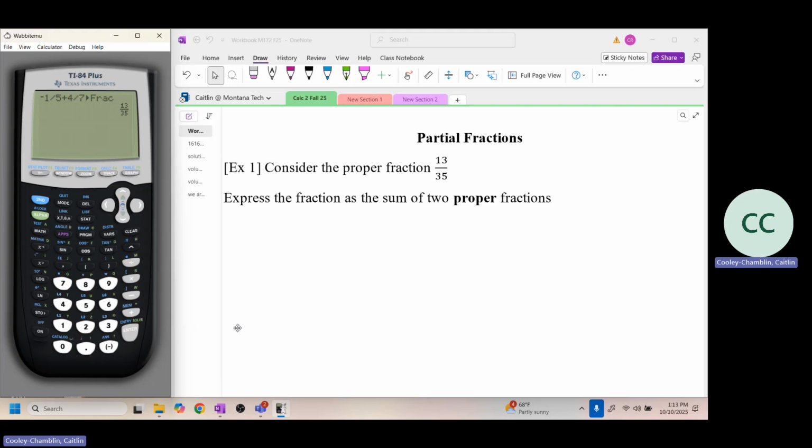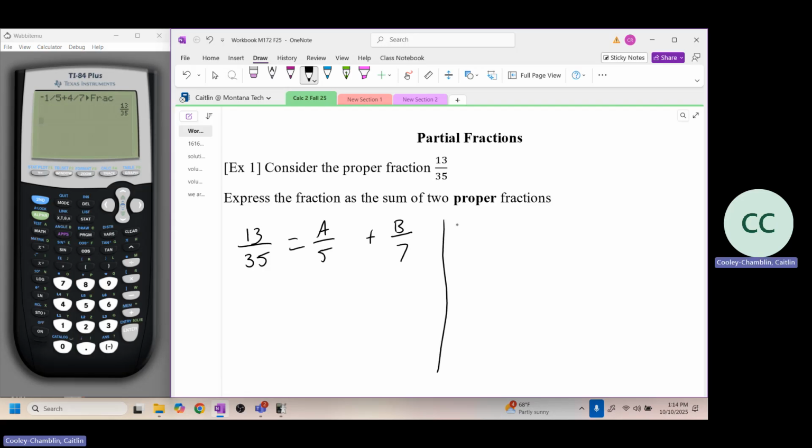All right, welcome back. So normally students take about 10 minutes to do this, but normally people come up with a lot of different answers because there are many different answers to this particular question. So we have 13 over 35, and a lot of students come up with something over 5 plus something over 7. And to represent those somethings, I'm going to use A and B.